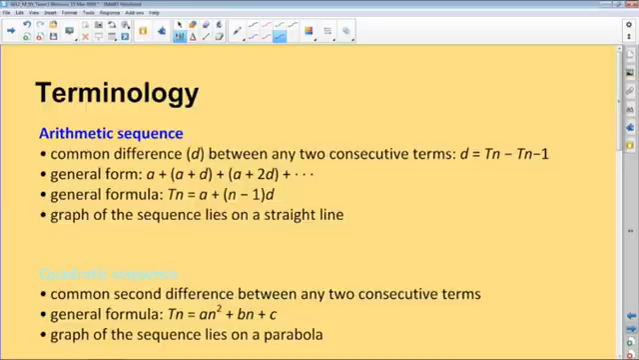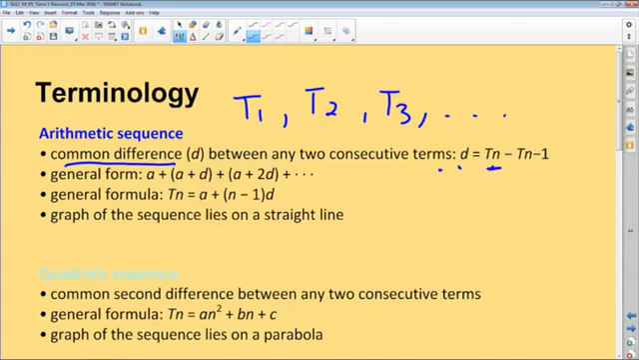Okay, so let's first talk about an arithmetic sequence. In an arithmetic sequence, remember, you're going to be talking about sequences where you start with term 1, term 2, term 3, and so on. The important thing to remember about an arithmetic sequence is that there's always a common difference, which we call D, between the consecutive terms. Now, D is the difference between any two consecutive terms. So it's Tn minus Tn minus 1.